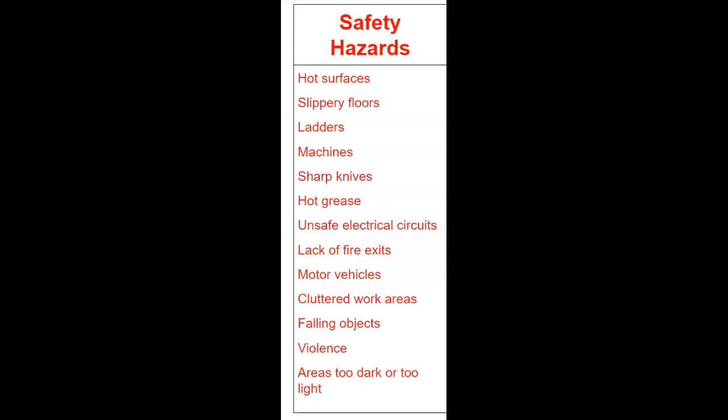Okay, we're going to break this down a little bit into the different categories. So we were talking about safety hazards. Remember, these are the things that can hurt you right away. So here's a bunch of examples that we talked about in class. Hot surfaces like a hot stove or something like that. Slippery floors. If you remember Jack's story from last week, Jack slipped and fell, right? Slippery floors, ladders, falling off of them, having them fall on you. Machines. God, that girl who got her arm stuck in the ice machine. Sharp knives, hot grease, unsafe electrical circuits, lack of fire exits.